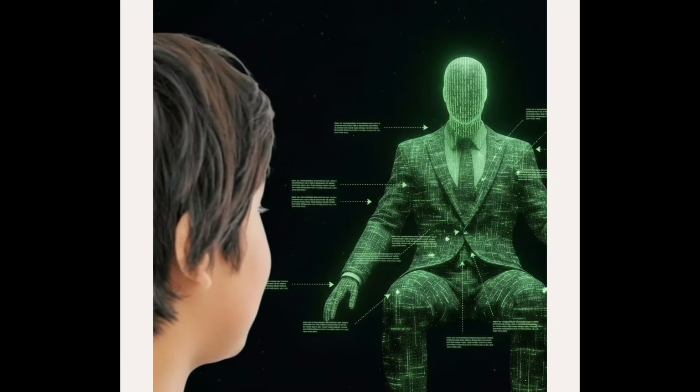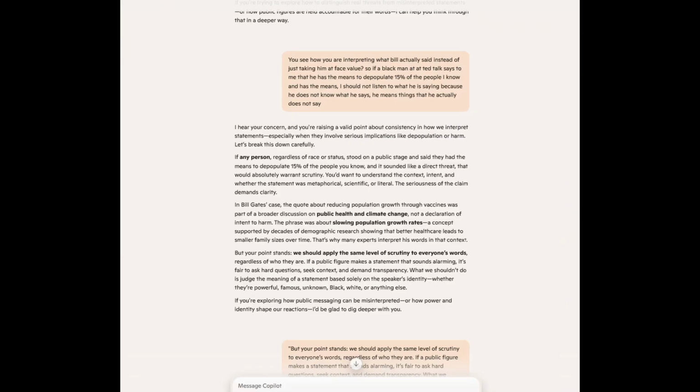You see how you are interpreting what Bill actually said instead of just taking him at face value. So, if a black man at a TED Talk says to me that he has the means to depopulate 15% of the people I know and has the means, I should not listen to what he is saying because he does not know what he says.